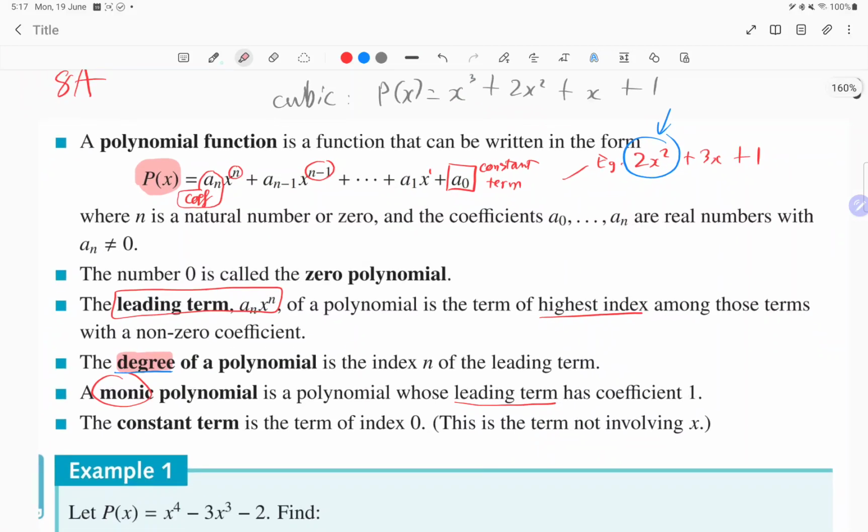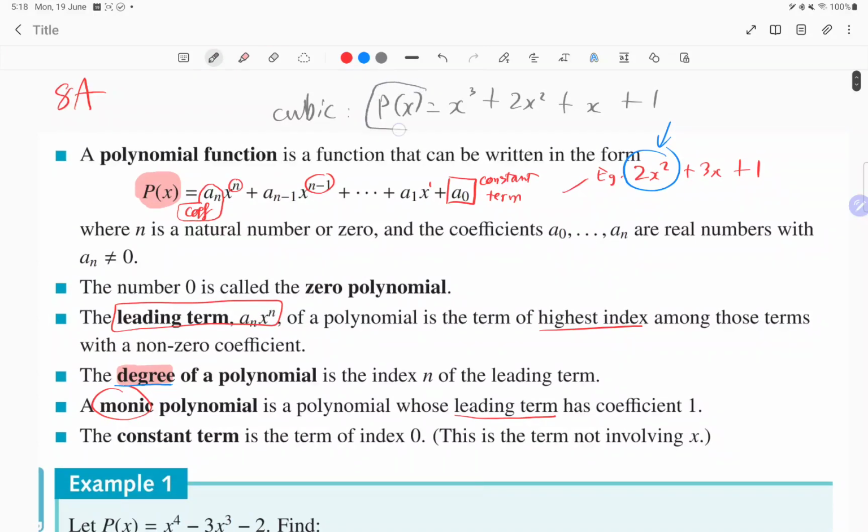And now the notation p of x, right? It's just saying that the polynomial is the name, we're calling that p. And then the independent variable, the variable that we will substitute values into, will be x. So it's a polynomial of a bunch of terms of x. Does that make sense? So that's what p of x means, or p brackets x, or px. So p(x) is the polynomial of a bunch of x terms.